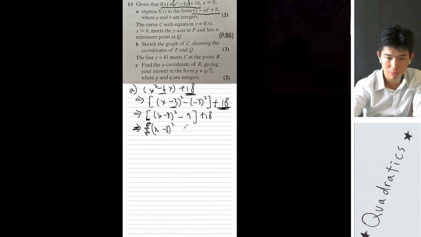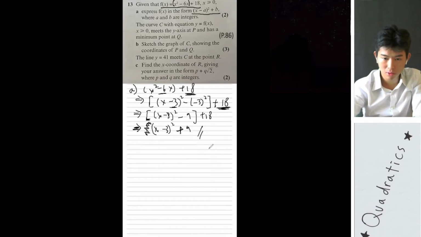Actually, I don't need this big brackets. Plus 9. That would be the final answer. So you can return the equation here to the form of x minus a square plus b. And for the part B, they want us to sketch the graph of C showing the coordinate of x and q. So the curve C with this equation meets the y-axis at P and has a minimum point at Q.